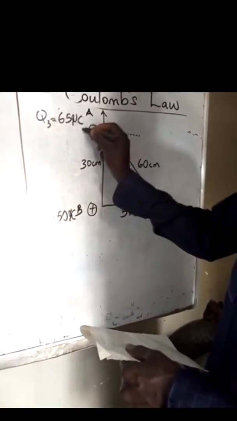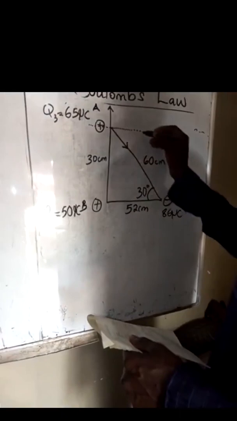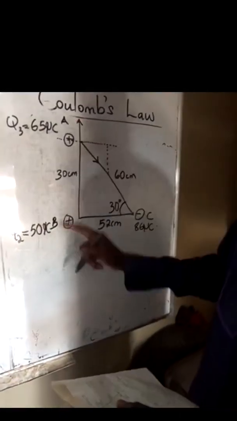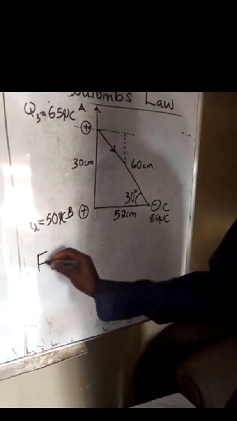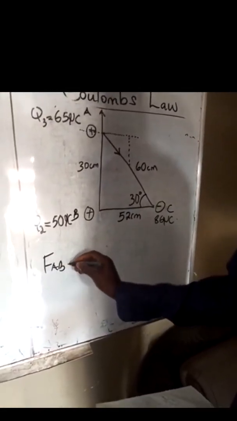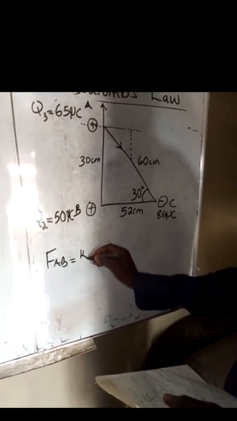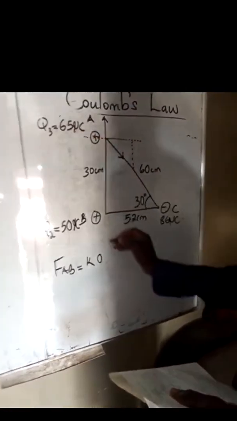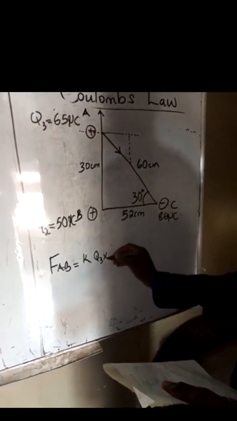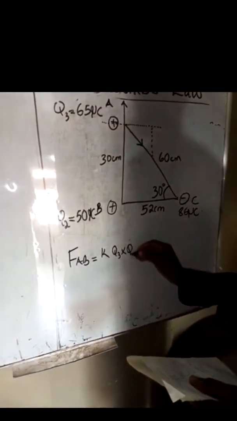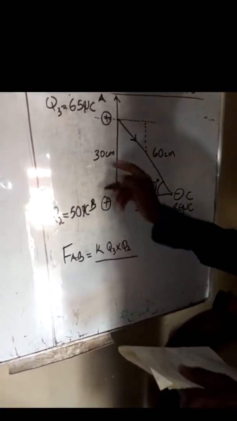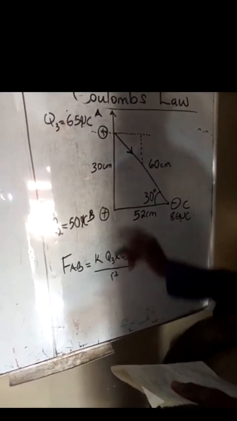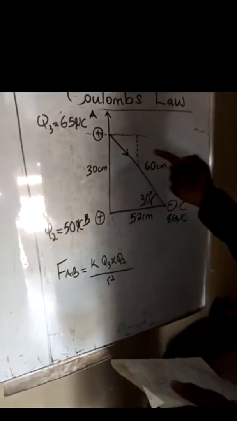Now this is our cardinal point. Now this direction, so now if this is A and B, so FAB will be equal to K, which is a constant, times Q3 times Q2 divided by the R, which is 30. So when you convert 30 centimeter to meter, you are going to have 0.3, isn't it?